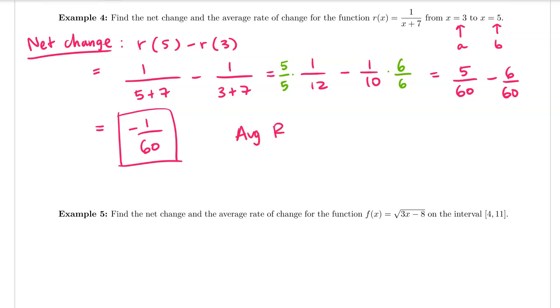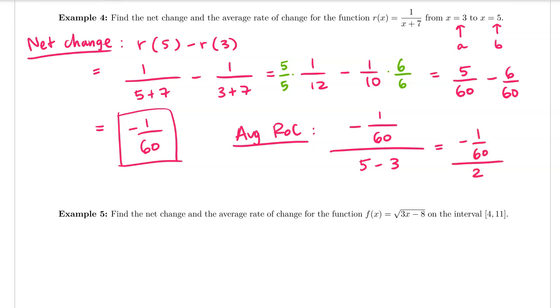Now let's go ahead and do the average rate of change, which my numerator is the net change, which is what we just found, and then I'm going to divide this by b minus a, which is 5 minus 3. So I have negative 1 over 60 divided by 2, which 2 I can think of as 2 over 1. This is now a complex fraction because I have a fraction over a fraction. The way that we deal with those is we keep change flip. So I keep the numerator, I change the denominator, and I change it by flipping it or taking the reciprocal.